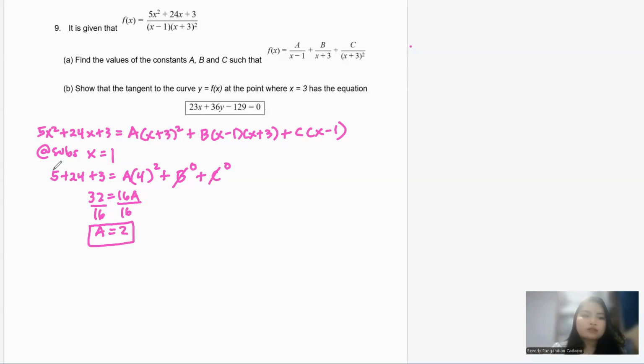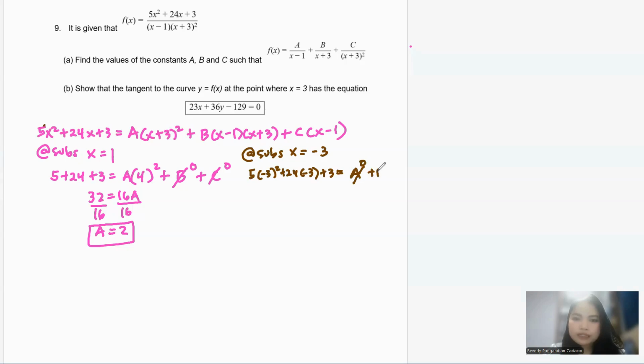Now let's go with the other substitution. Let's substitute x equal to negative 3. Okay, so I'm going to rewrite here 5 times negative 3 squared plus 24 multiplied by negative 3 plus 3 is equal to, the A will be cancelled.